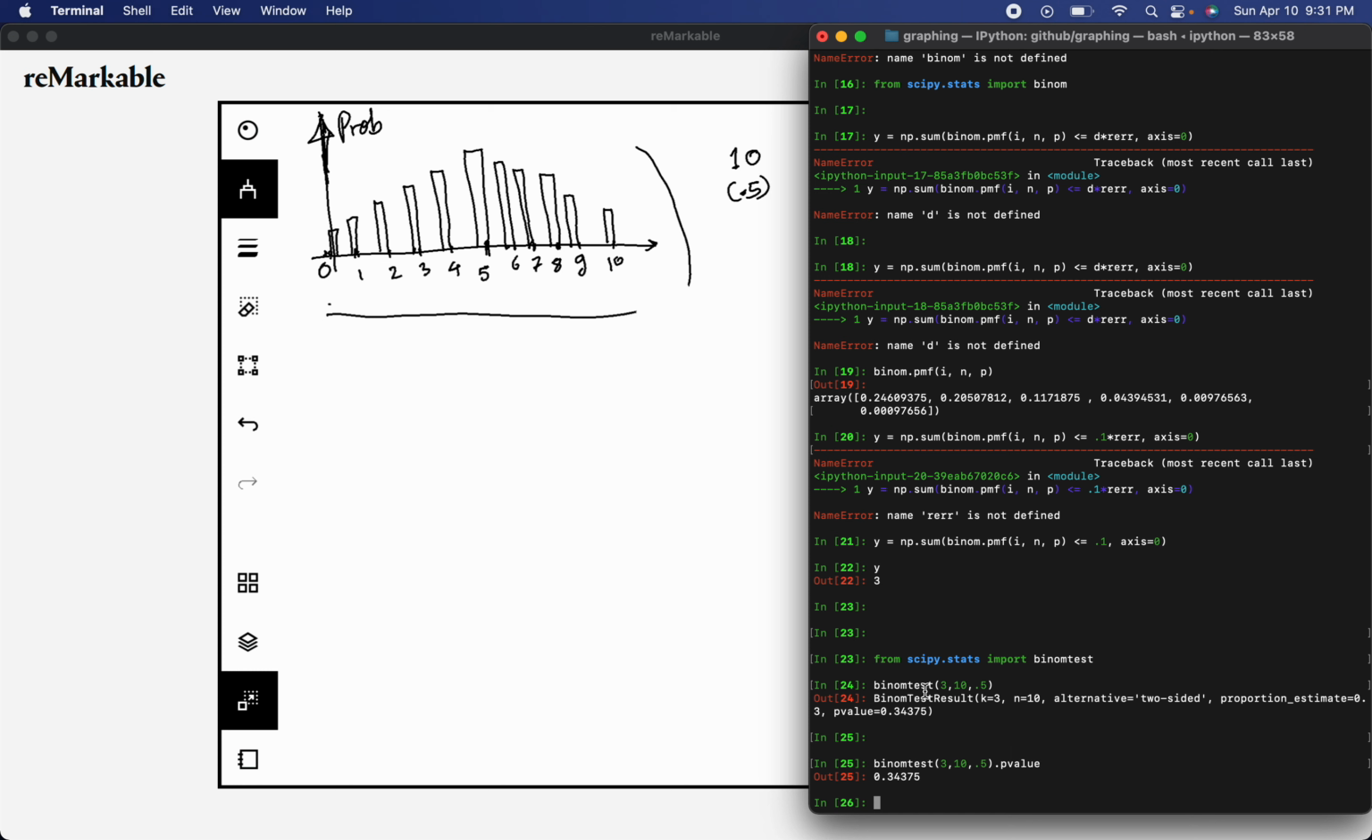You can see here, if you run binom test 3, 10, 0.5, it will give you a bunch of stuff, and we'll get into some of these things, but the most important one is the p-value, like I was talking about earlier, and in this case it's a 34.3% chance, right? Now you'll see here there's this thing called the alternate. Let's get into this. This is basically what the alternate hypothesis is.